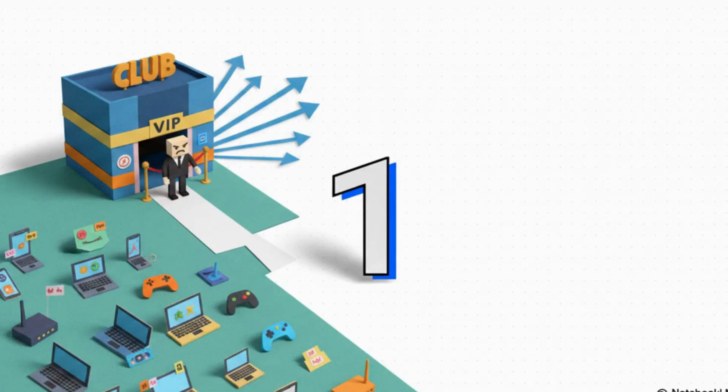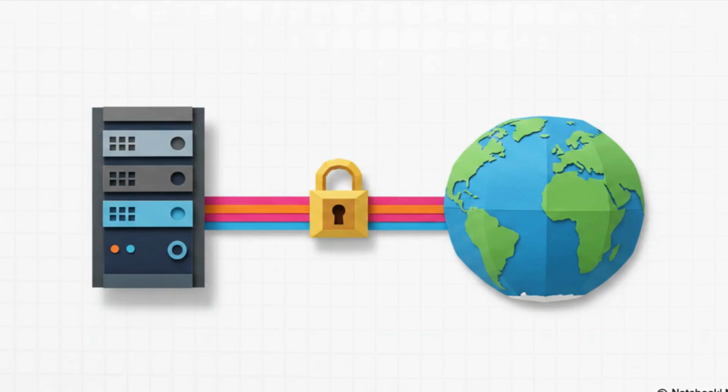Imagine a single public IP address acting as a VIP bouncer for a crowded club. You've got dozens of devices inside your house: phones, laptops, gaming consoles, and they all want to get out onto the internet. Instead of needing a unique public IP for every single device, PAT allows that one single public IP address to successfully act as that VIP bouncer, managing and translating for many different private IP addresses simultaneously. It's just incredibly efficient.